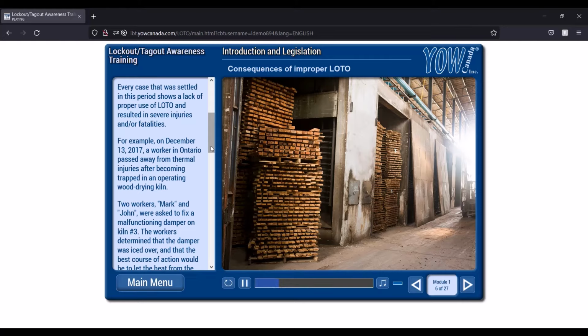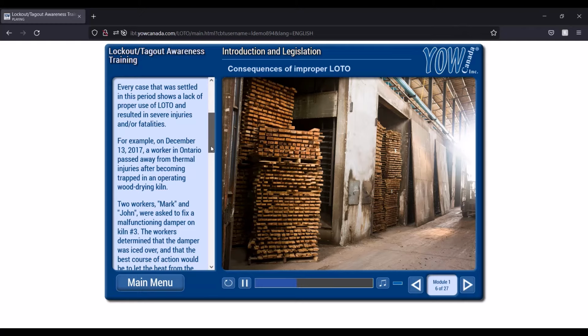Every case that was settled in this period shows a lack of proper use of LOTO and resulted in severe injuries and/or fatalities. For example, on December 13, 2017, a worker in Ontario passed away from thermal injuries after becoming trapped in an operating wood-drying kiln.